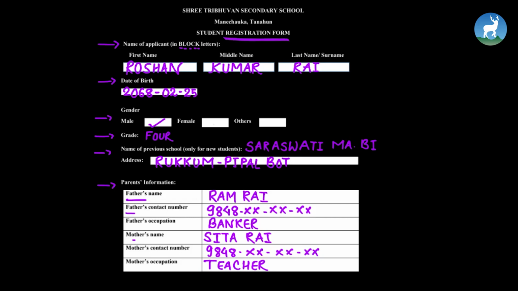Okay, what's his previous school's name? It's Saraswati Mavi, and he belongs to Rukum. Alright, his father's name is Ram Rai. We also wrote his father's occupation as a banker, mother's name as Sita Rai, and mother's occupation as a teacher. I guess you can do it for yourself as well.